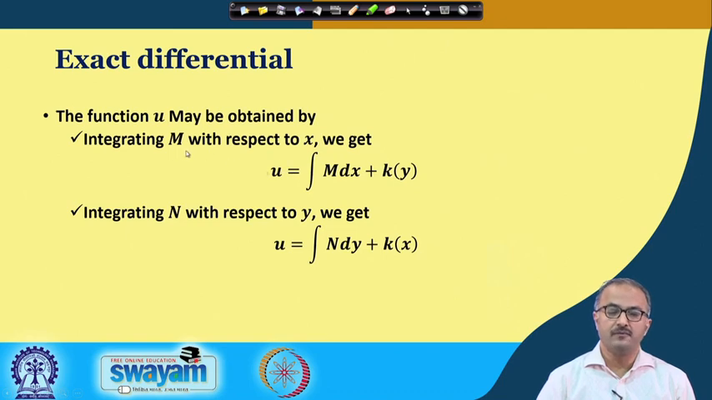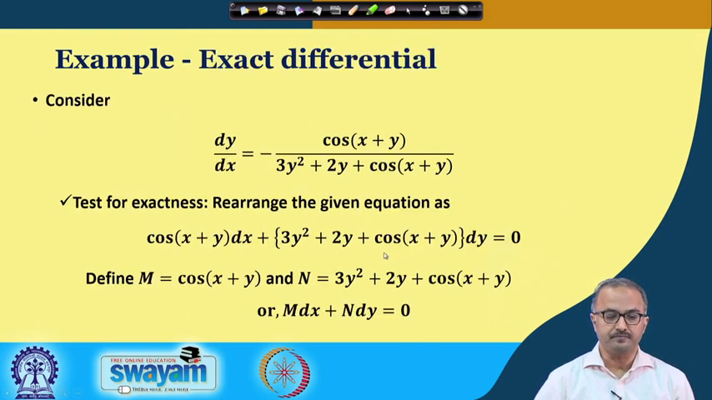Either we can integrate m with respect to x to get the value of u, and you can see that here there is the integral of m dx plus k(y), or we can also integrate n with respect to y to get the value of u. In this case, the term which comes out of the integration will be a function of only x.